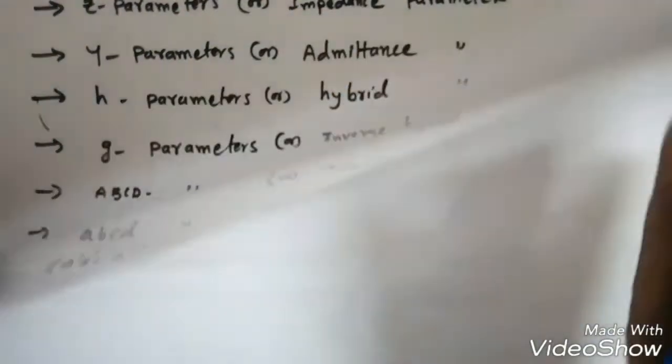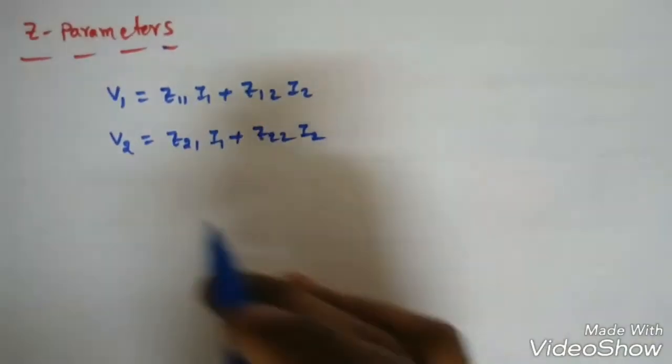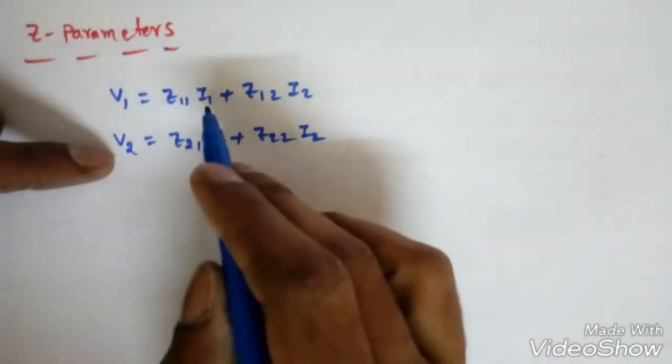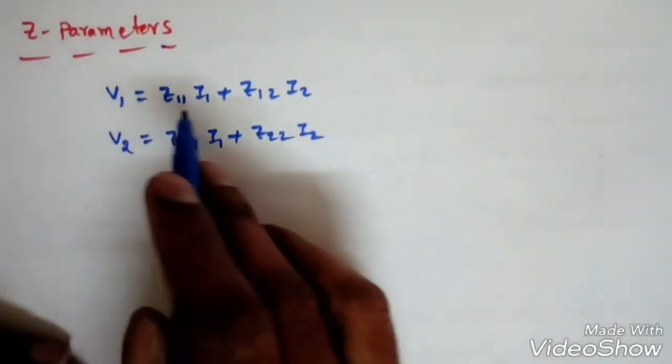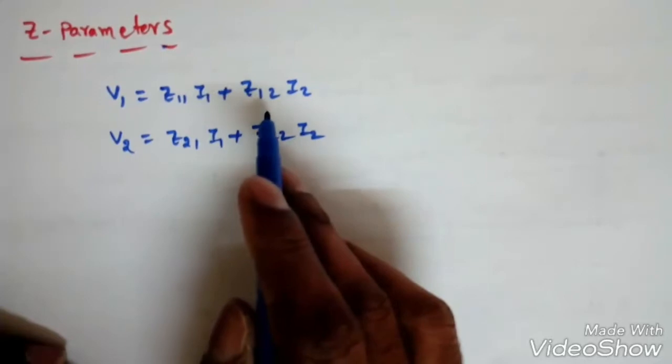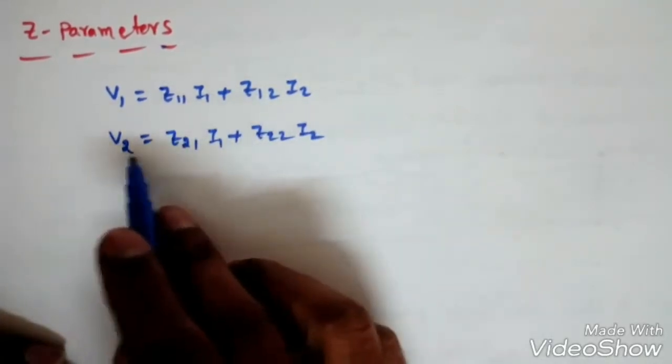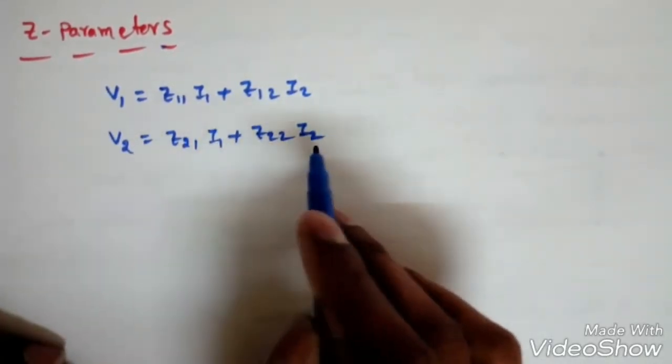First I will discuss the Z parameters. In this, V1 and V2 are dependent, and I1 and I2 are independent. So this can be written like this: V1 is equal to Z11 I1 plus Z12 I2. Similarly, V2 is equal to Z21 I1 plus Z22 I2.